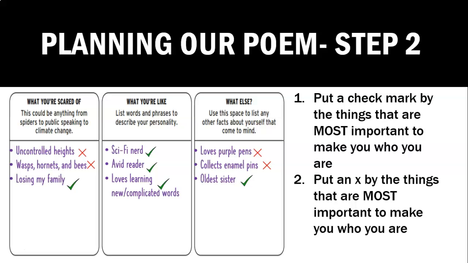If I didn't collect enamel pins, that wouldn't change who I was. It was a long time before I started collecting those, and if I stopped collecting them tomorrow, it wouldn't change me as a person. So I put a red X next to it. But if I hadn't grown up as the oldest sibling, the oldest kid in my family and a sister to lots of brothers, I think that would probably change my personality some because I wouldn't be as responsible. If I had grown up with sisters or brothers, I just think I would act differently. And so I put a green check mark next to that because it helps me understand the things about myself that are important.